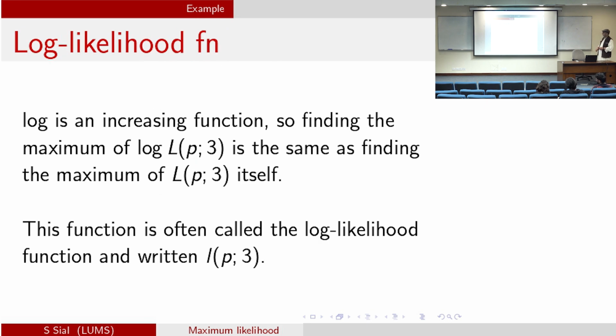Now, as I said, typically, instead of working with the maximum likelihood function, we work with the logarithm of that function. Log is an increasing function, so finding the maximum of the maximum likelihood function is the same as finding the p which maximizes the log likelihood function. And typically we write that with a small l.